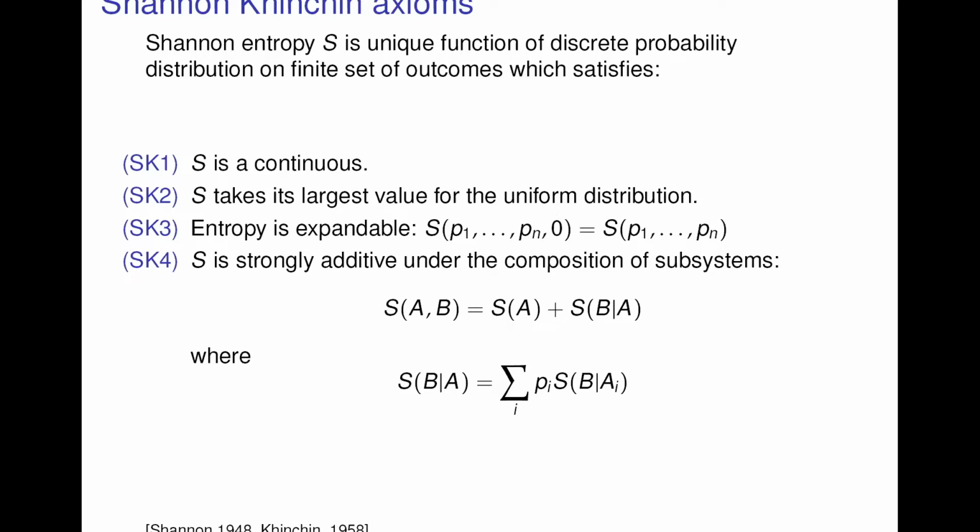Entropy is expandable. That means that if we extend the event space by a zero probability event, then the total entropy will not change. And then we have the critical and most important property, the strong additivity of Shannon entropy, which says that the entropy of the composed system AB can be decomposed into the entropy of the first system plus the conditional entropy of the second system conditioned on the first one.